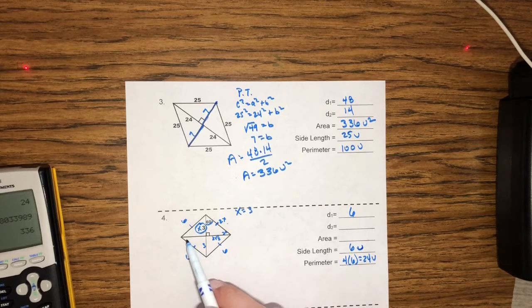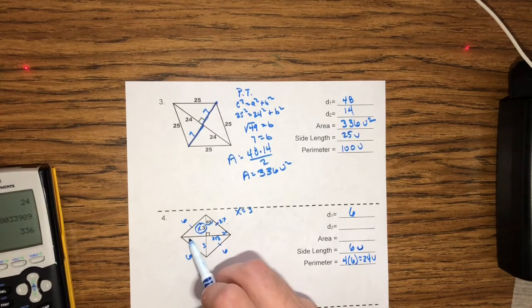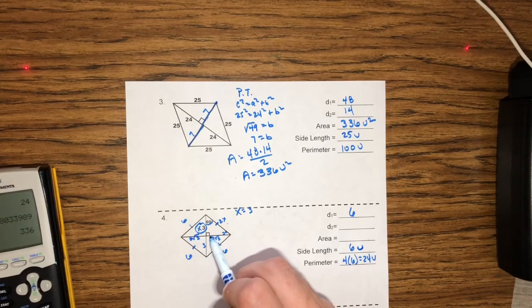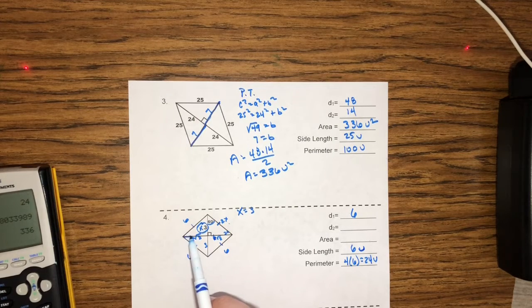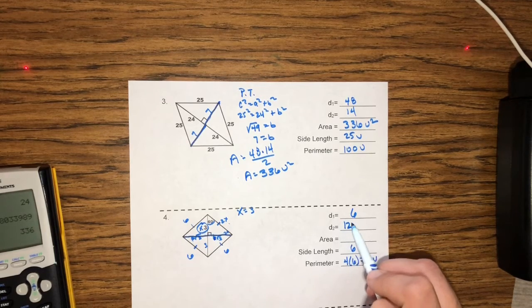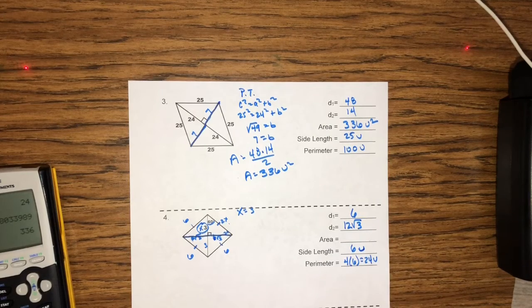Okay, to find the area, I have to finish this part out. X square root of 3. Well, x is 6. So that means that one of these halves is 6 square root of 3. And the other half is 6 square root of 3. So the total diagonal here, if I add these two together, 6 square root of 3 plus 6 square root of 3, is going to be 12 square root of 3.